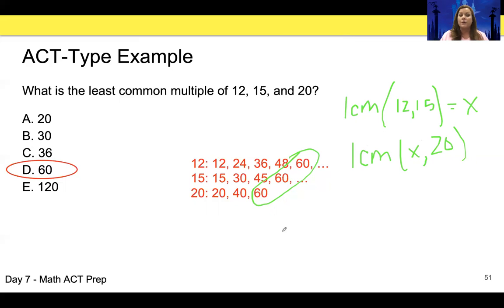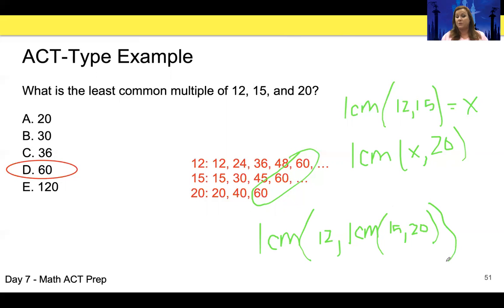You can also do what's called embedding. So you can do the LCM of 12 comma, and for our second number, I'm going to embed another LCM function, which is the second number will be whatever the LCM is of 15 and 20. You just got to make sure, close this parentheses and close this one in your calculator, hit enter, and you will get 60. Very helpful tool there.